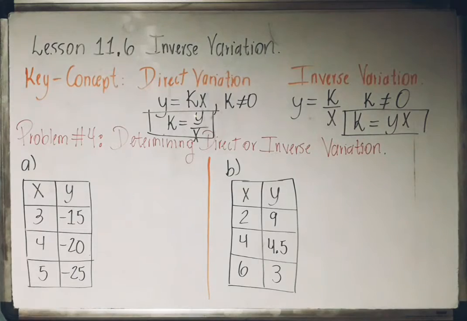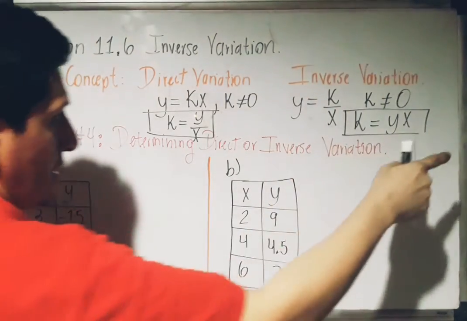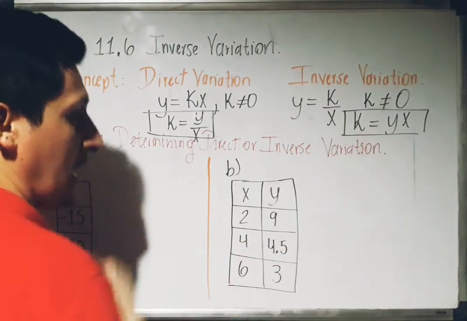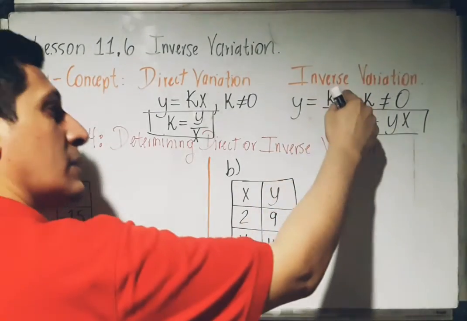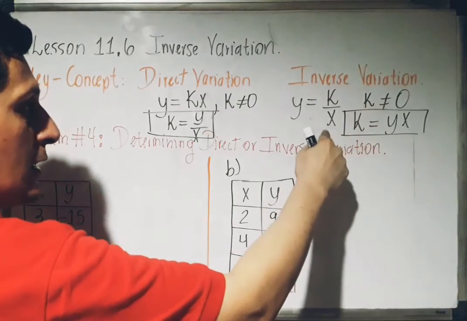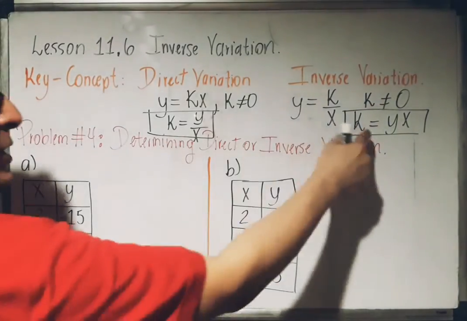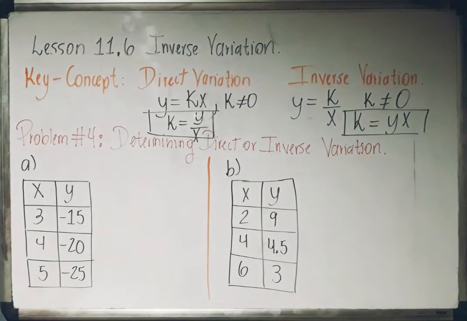And in the second example, when it's an inverse variation, you're going to have y equal to the constant k divided by x, okay? And if you solve for k, the x that is dividing needs to go multiply to the other side, okay? With that formula, you are going to check if you have a direct variation or an inverse variation.